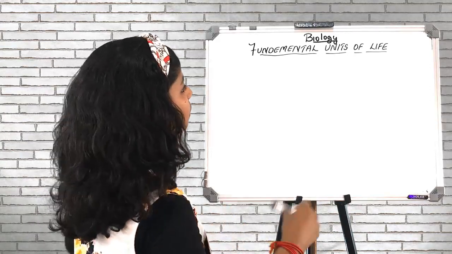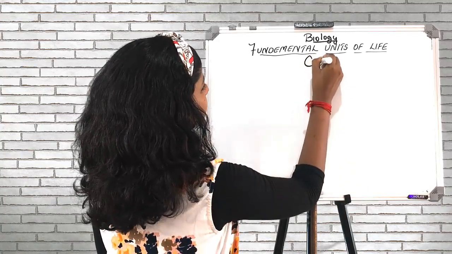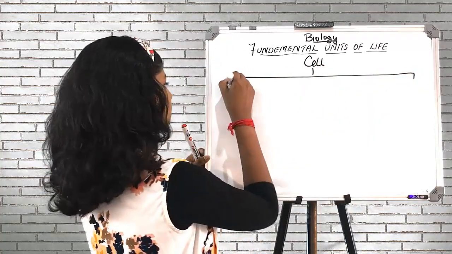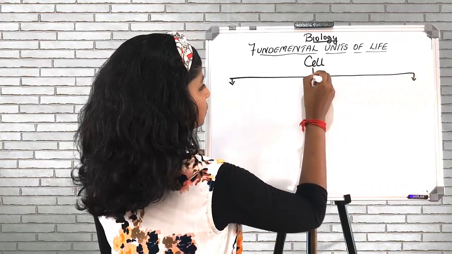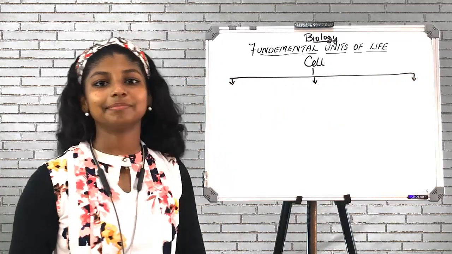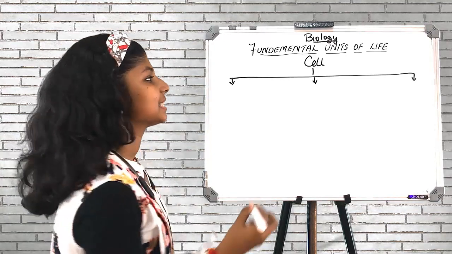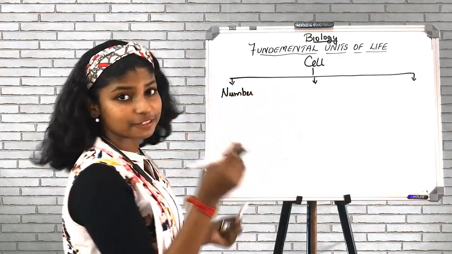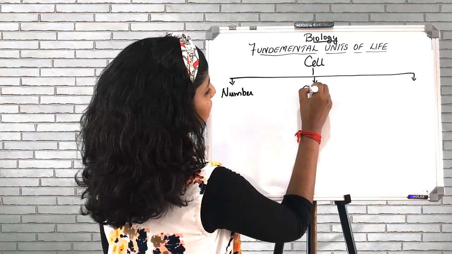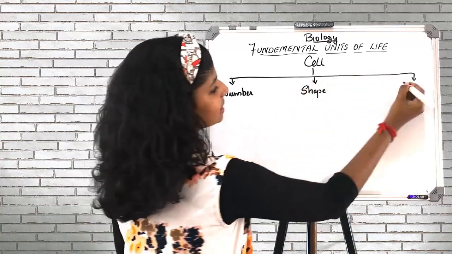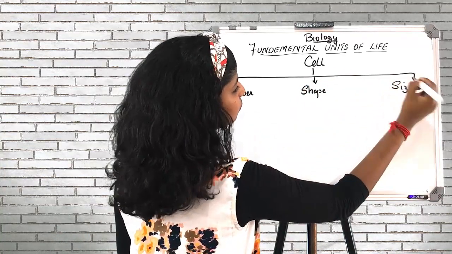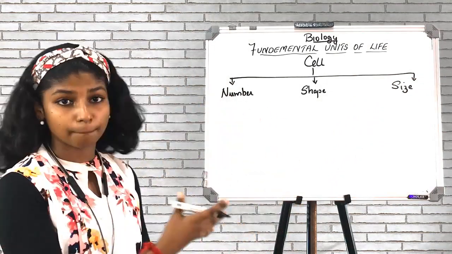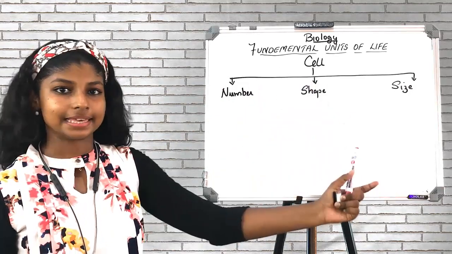Cell can be classified into three, that is, number of cell, shape, and then size. So, cell can be classified into three, that is number of cell, shape and size.